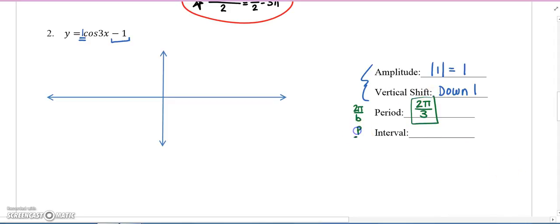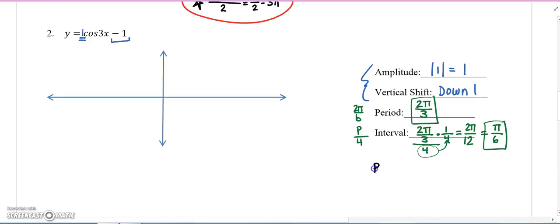Then our interval is the period divided by 4. This one's going to get a little tricky. 2 pi divided by 3 divided by 4. That's kind of messy. So once again, instead of dividing, I'm going to multiply by the reciprocal. Straight across is 2 pi divided by 12, which simplifies to pi over 6. So there is my interval.